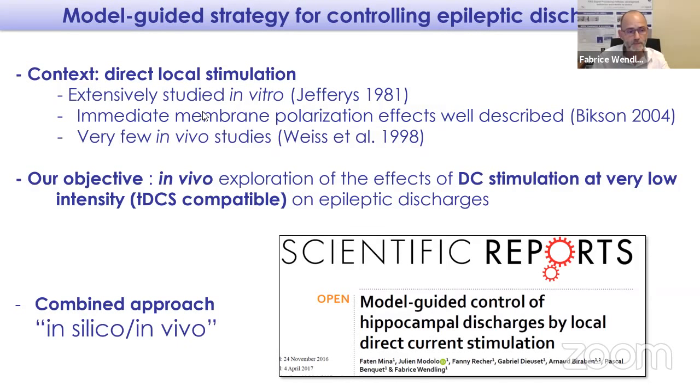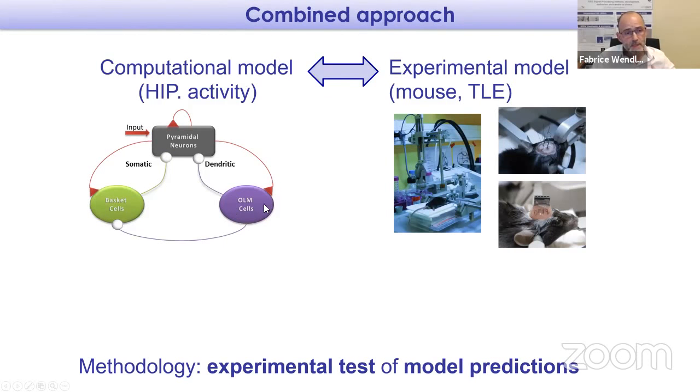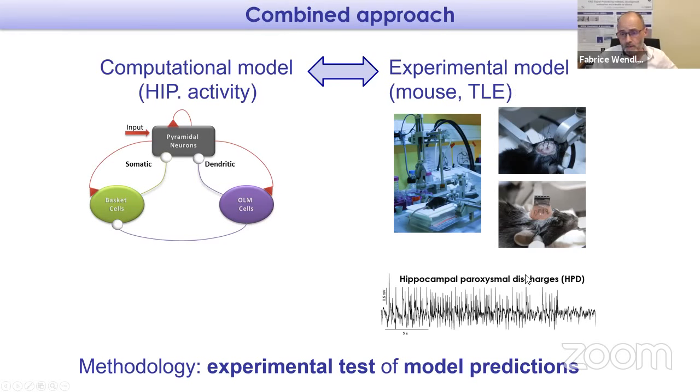Just notice that in this case, what we do is invasive stimulation. It's not non-invasive. The approach that we followed is a combined in silico and in vivo approach. We use a computational model of the hippocampal activity, a model that I proposed a long time ago, and in parallel we perform experiments in mice. In this animal model of epilepsy, animals experience hippocampal paroxysmal discharges, so these are epileptiform discharges recorded from the hippocampus.